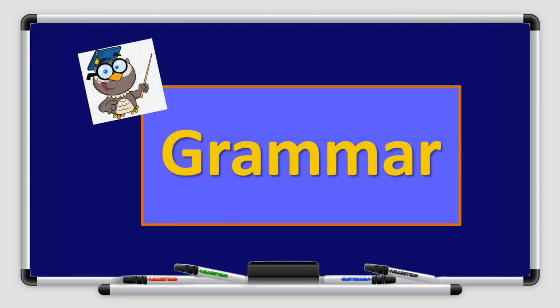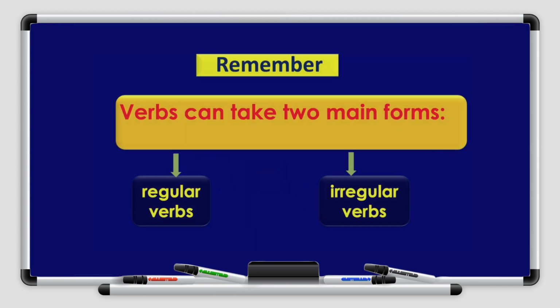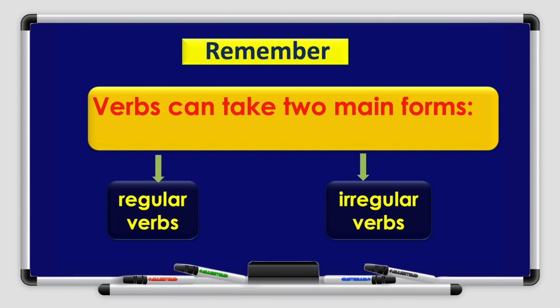Now let's start with grammar. Our grammar for today is past simple. We use past simple to talk about events that happened in the past. Remember, verbs can take two main forms, regular verbs and irregular verbs.